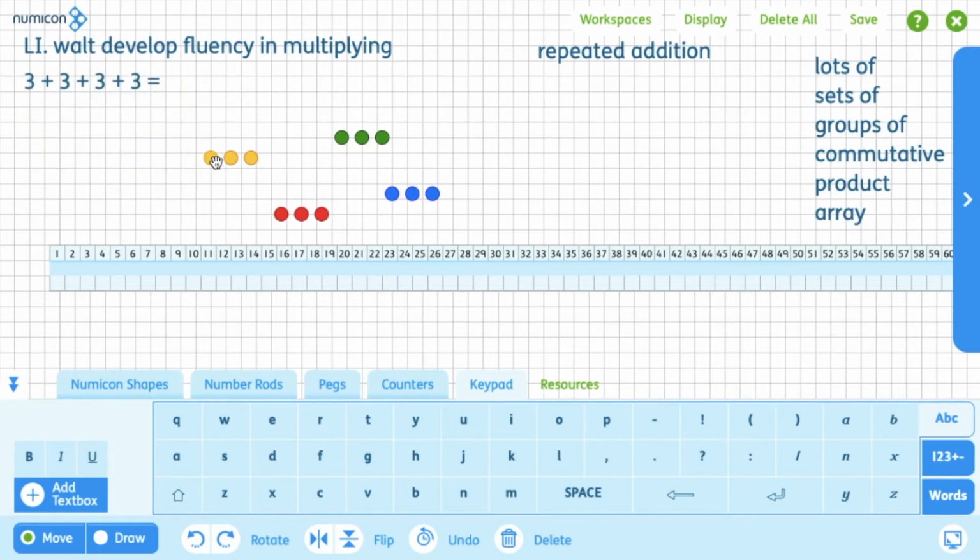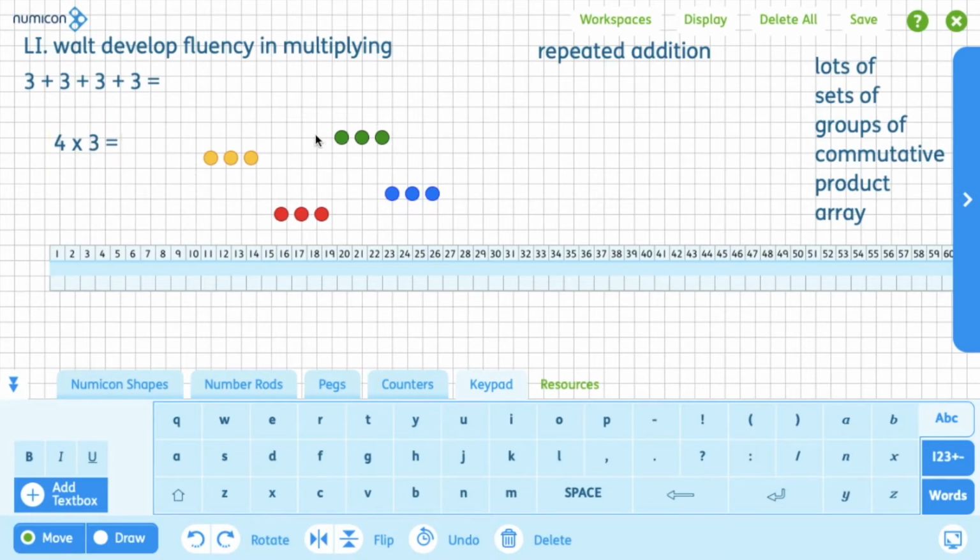But we could also realize that we have 4 different sets of 3, or 4 lots of 3, or 4 groups of 3, and that we could write this as a multiplying sentence because all of these groups are the same size and we have 4 of them. So there's 4 lots of 3, so 4 times 3, and we could work out what it is that way.